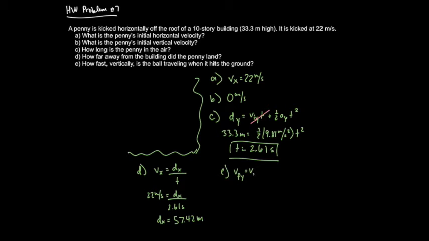Alright, and part E is how fast vertically, keyword vertically, is the ball traveling when it hits the ground. So this is right before it hits the ground. It's not going to be 0, even though once it hits the ground it goes to 0 meters per second, but we're looking for just before it hits the ground. So it's going to be an actual number here. And so you can use vfy equals vi plus at, plug it in, and you solve for vf to be 25.6 meters per second.